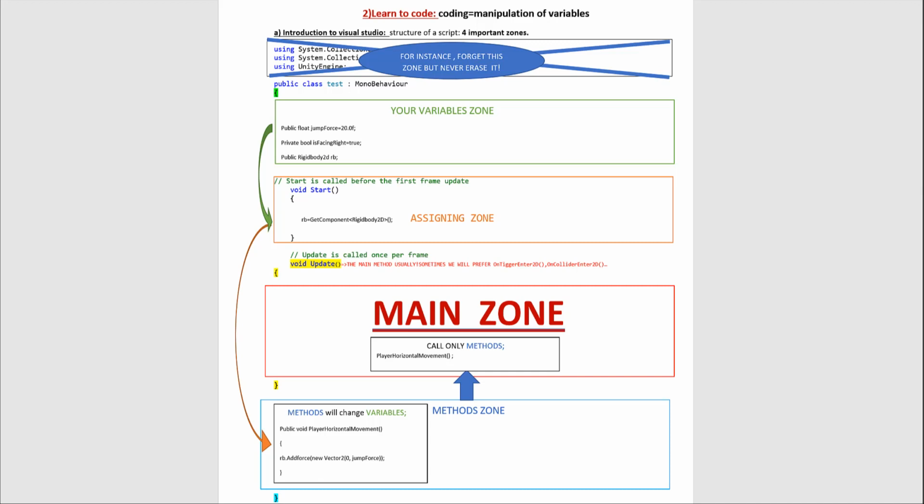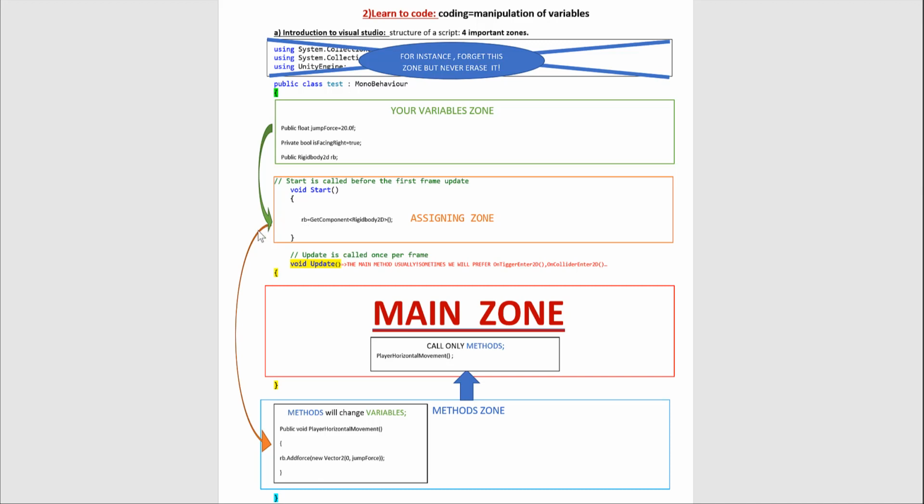Hi guys, let's summarize what we've seen in past videos concerning coding. Coding is manipulation of variables. So the first step is to create your variable inside the variable zone. For example, I've created the RB variable in that zone. The second step is to assign the variable, I mean to give a value to the variable.